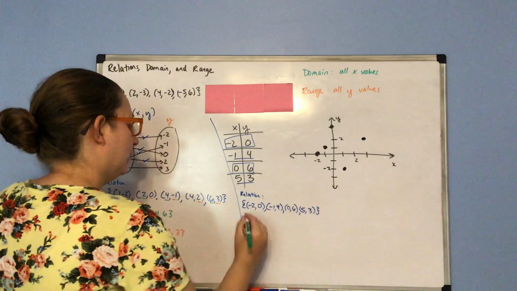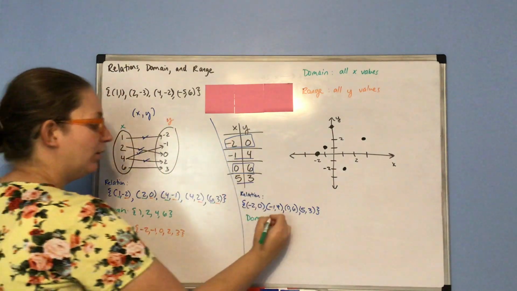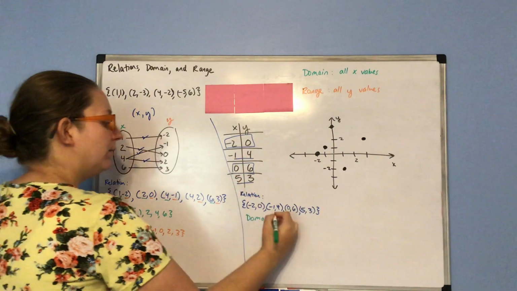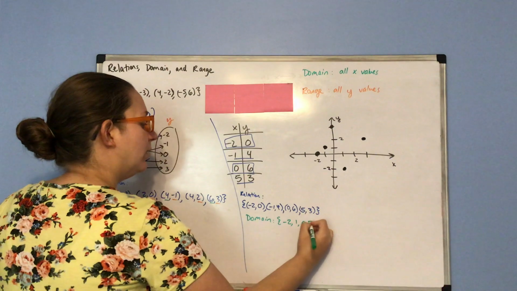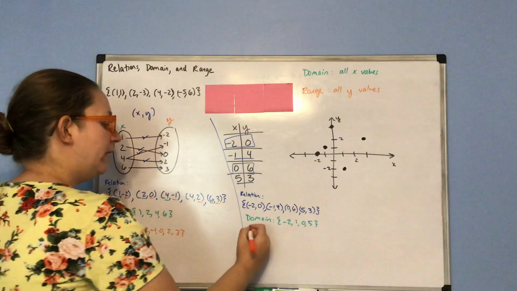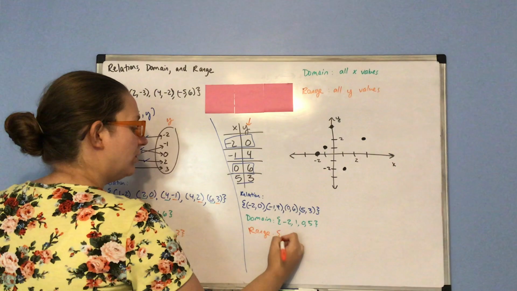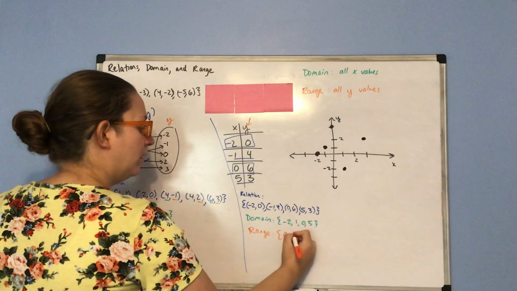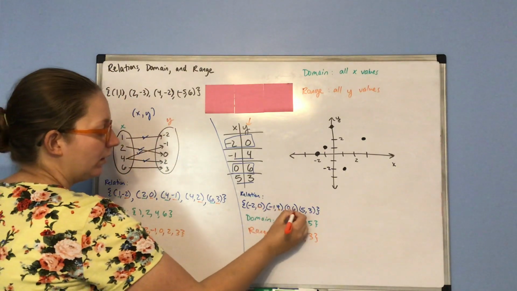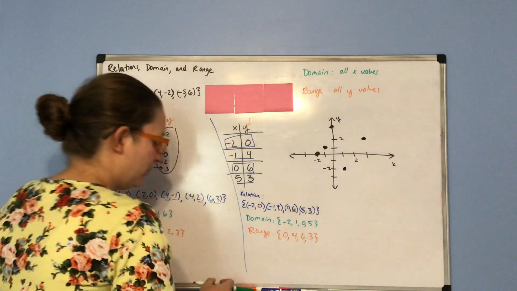My domain, my x values, you can either look at the list you just made, or you can go down your table on the x column. My x values are -2, -1, 0, 5. So just list those out and put a comma in between. Range, same idea, but now we're looking at y's. You can just go down your table if you'd like, 0, 4, 6, 3, or like we talked about before, you can look at the ordered pairs you made. And I dropped a marker, but that's okay.